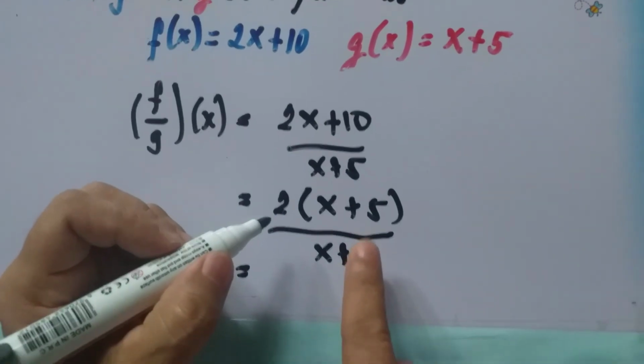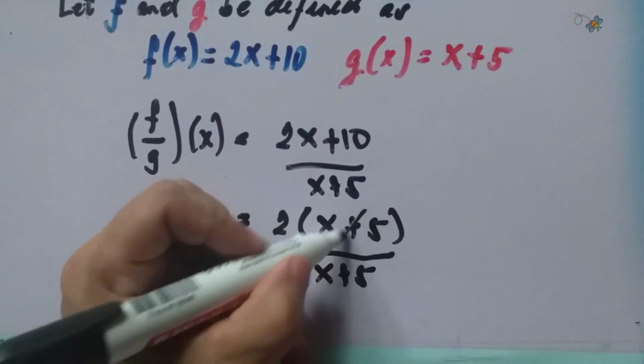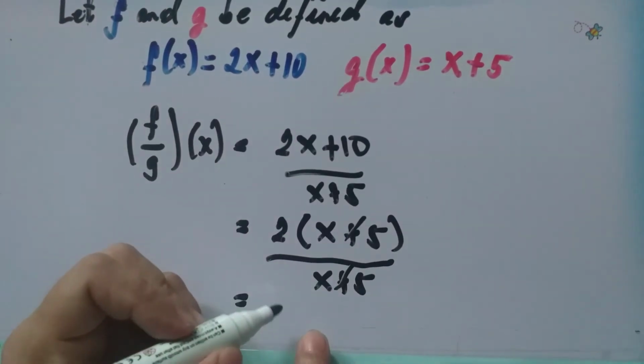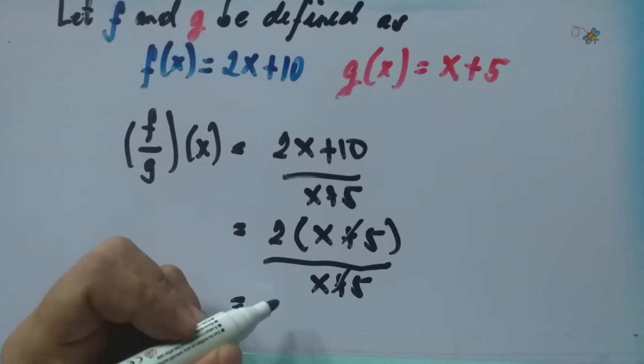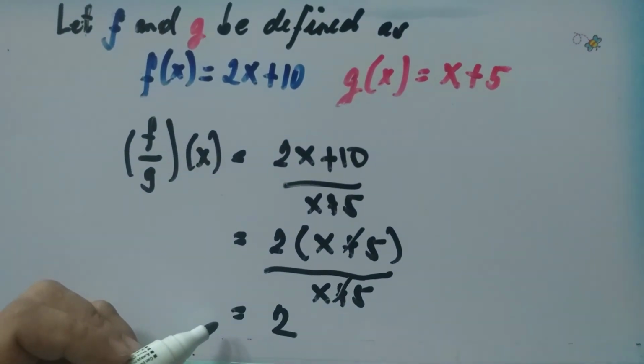So here we can use the cancellation rule. We can cancel out x plus 5. So what is left is our numerator, which is 2. Therefore our quotient is 2.